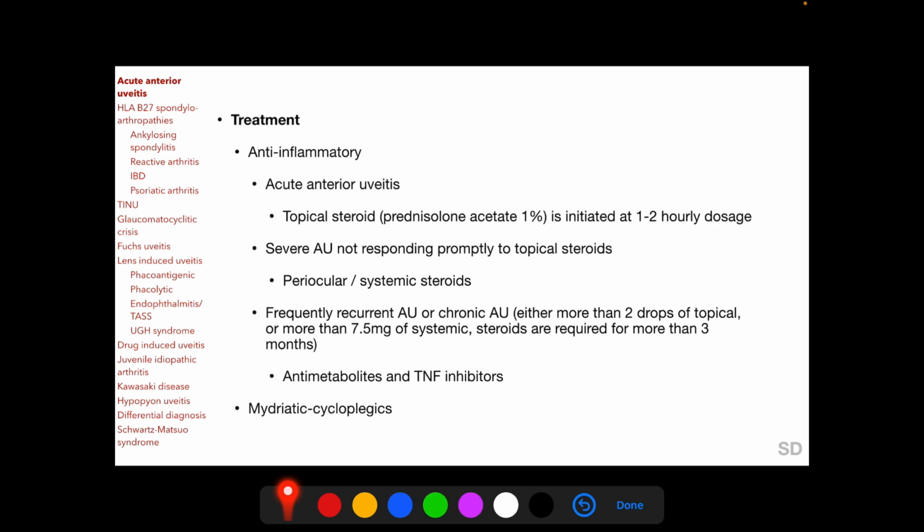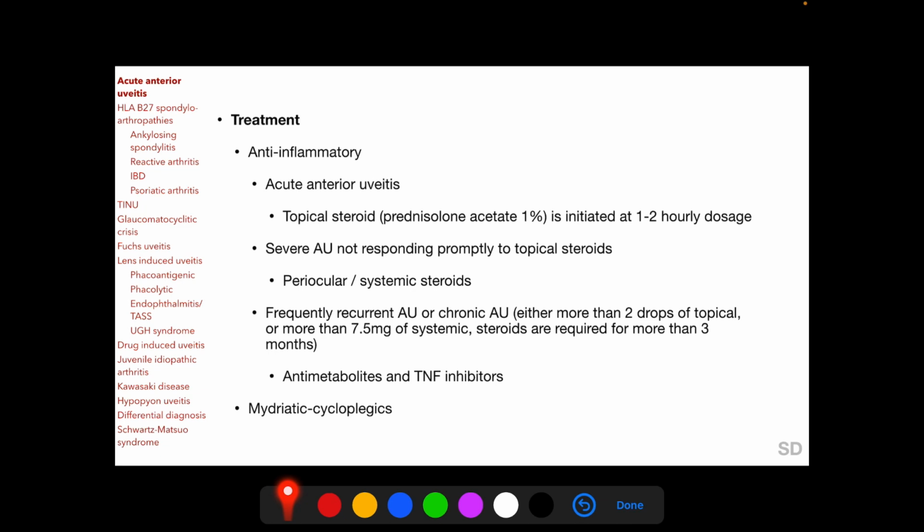Severe anterior uveitis not responding promptly to topical steroids may need periocular or systemic steroids. Frequently recurrent or chronic anterior uveitis, which requires either more than 2 drops of topical steroids or more than 7.5 mg of systemic steroids for more than 3 months, should be started on antimetabolites or TNF inhibitors.